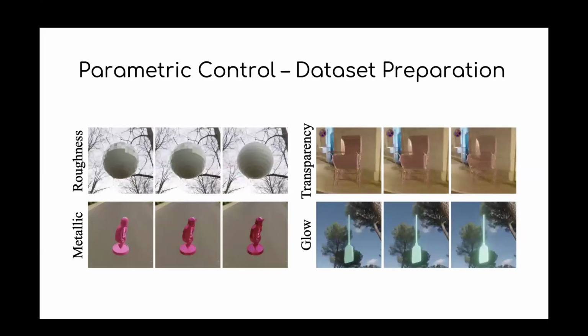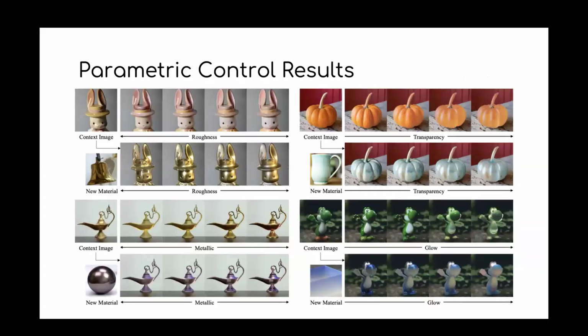So we generate a small synthetic dataset with varying roughness, transparency, metallic, glow, etc. And we train these MLPs on top of CLIP features that can be injected into Stable Diffusion to precisely control these material properties. These are some of the example results.